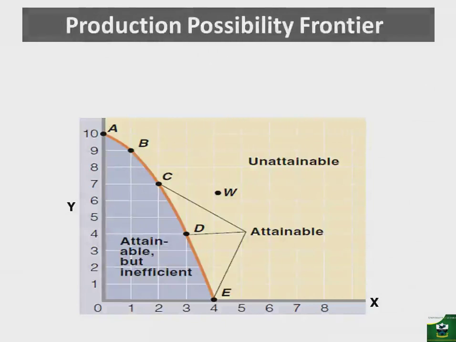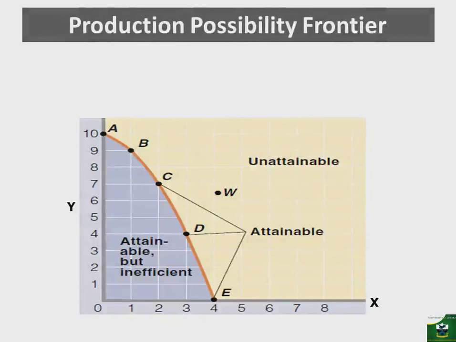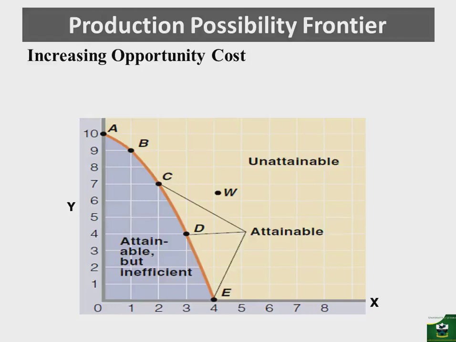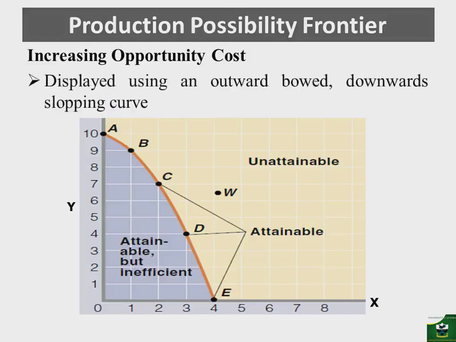Okay, so with that, let's look at this production possibility frontier where we are displaying increasing opportunity cost. Now you will notice how the PPF is bowed outwards. This is to display increasing opportunity cost. If the PPF is a straight line, then you know that you are dealing with constant opportunity cost. Think of it in this way.